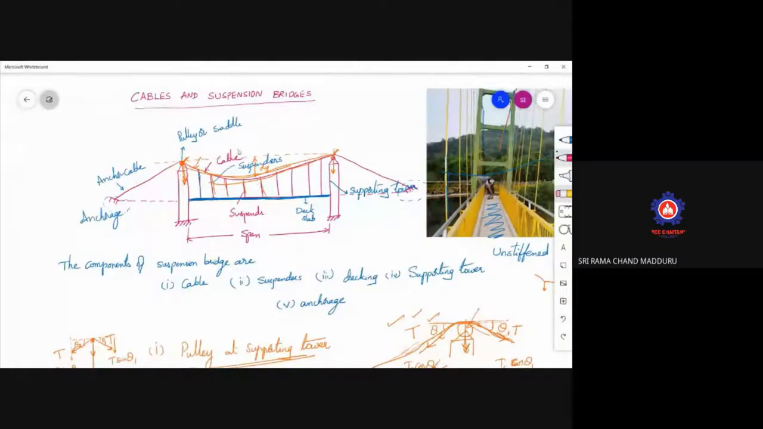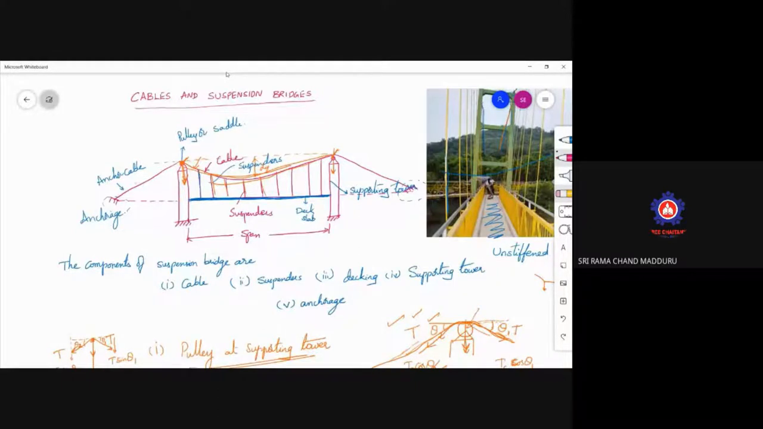The cables. In the previous class, we started understanding about cables and suspension bridges. This is a deck slab. For this deck slab, the suspenders are provided. These suspenders are connected with a cable.